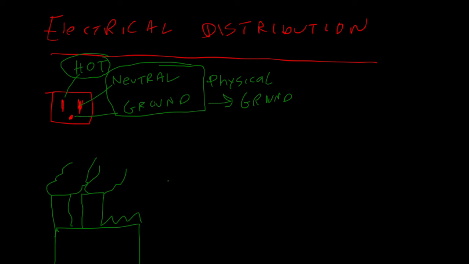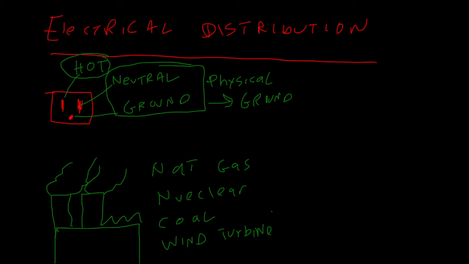In all these cases, if you think about all the different types of power plants, there's natural gas, there's nuclear, there's coal, there are wind turbines. Every single one of these, wind turbines, coal, nuclear, natural gas, you can think about geothermal, if you're in Iceland. All these things do is spin a turbine. 100% of these. All they do is they have a turbine that spins.